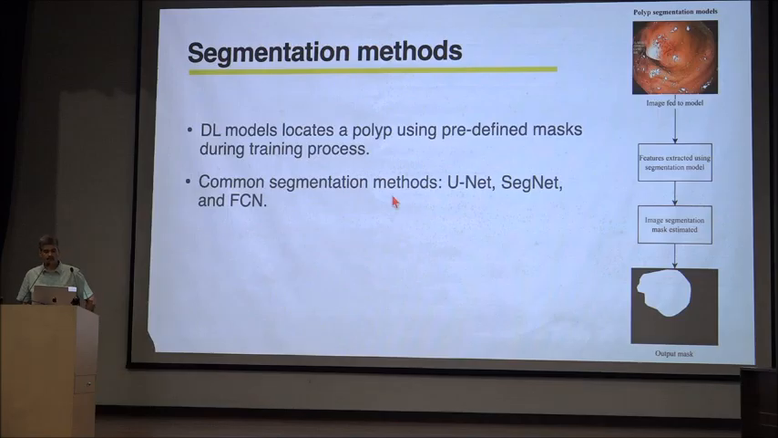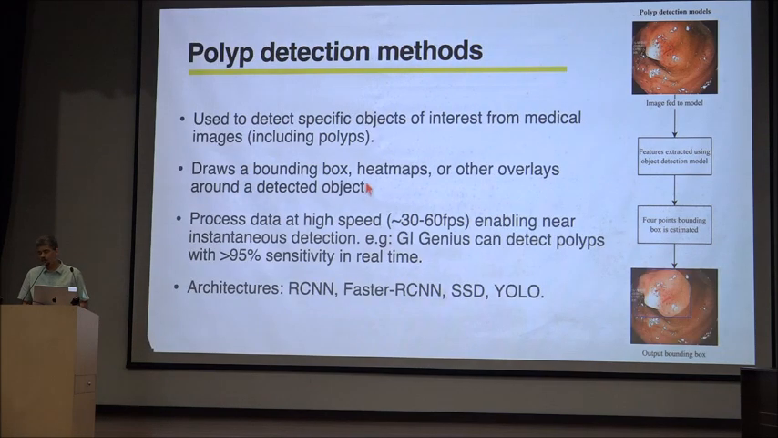Common segmentation methods are UNet, and we'll keep talking of UNet. This is a CNN platform. Then SegNet and the fully convolutional network, or FCN. These are the common segmentation masks. Other polyp detection methods work by drawing bounding boxes, heat maps, or other overlays.